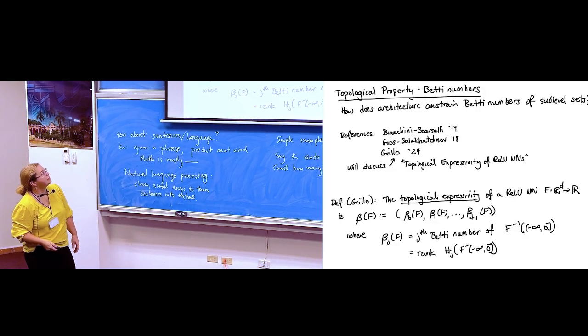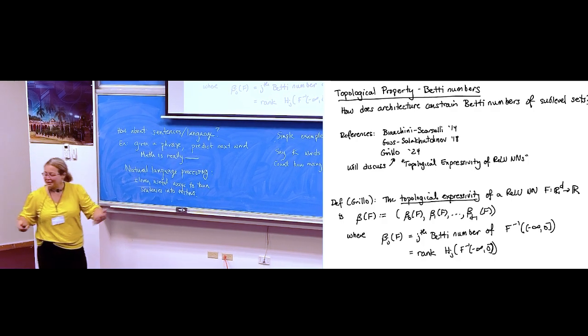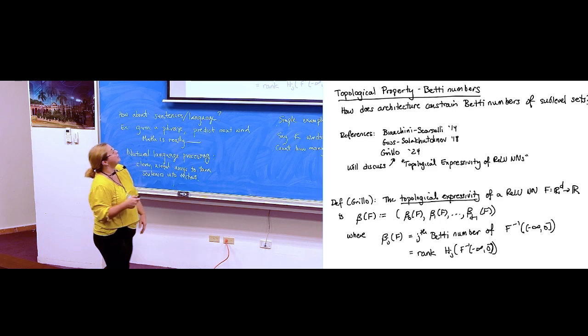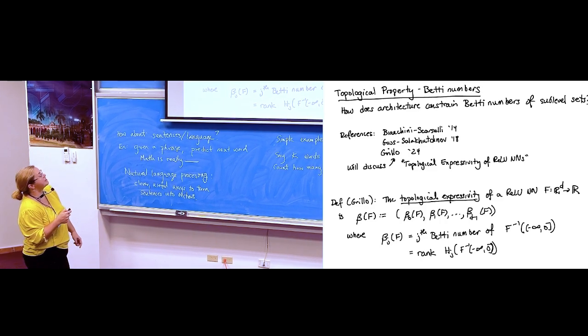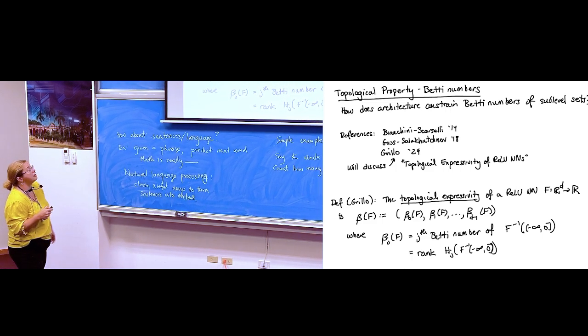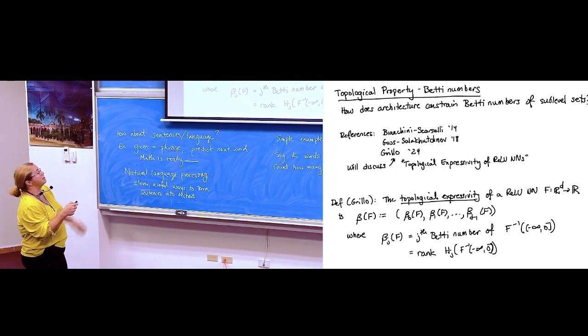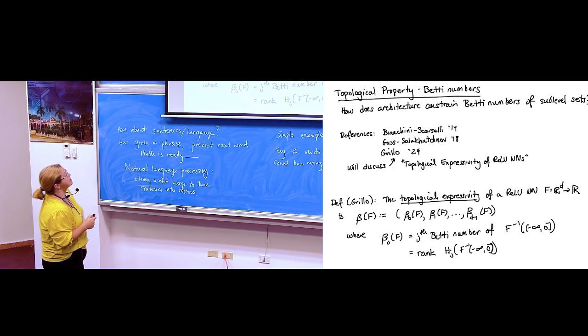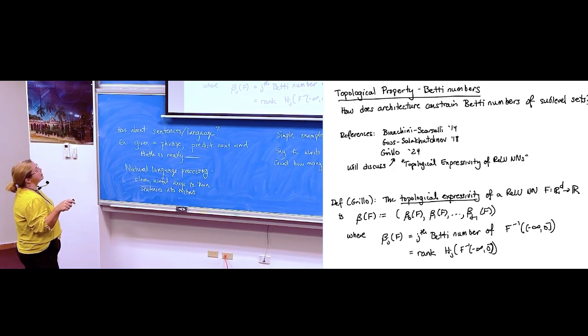Okay, great. So moving down our list of topological properties, boundedness is maybe a nice first one. But how about Betti numbers? Let's rephrase this question in terms of Betti numbers. How does the architecture of your family of neural networks constrain the Betti numbers of the sublevel sets? And there's a growing body of work on this topic.